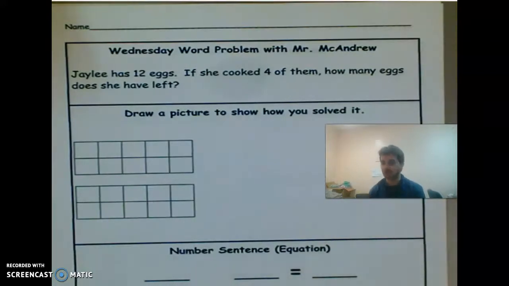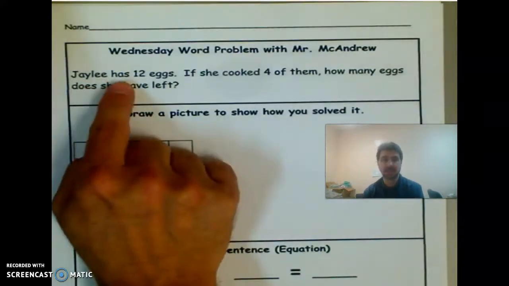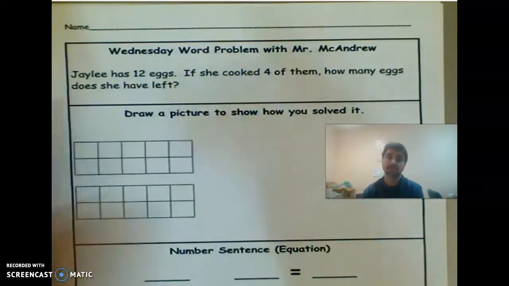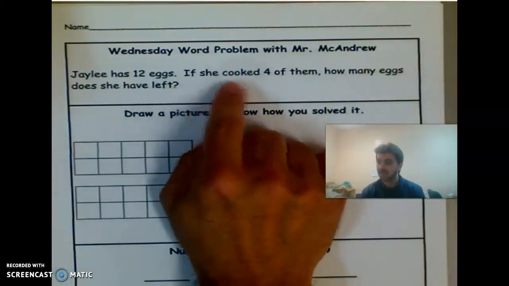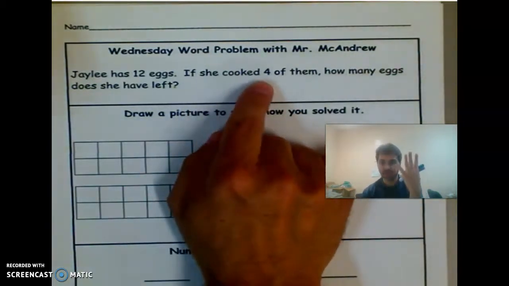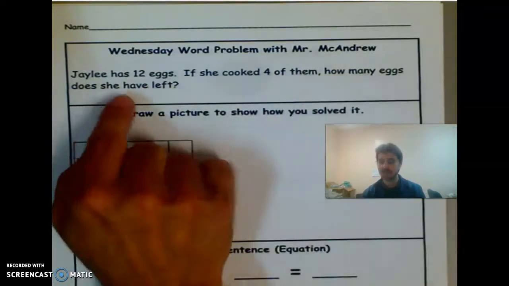All right, so let's read this together and see how it connects to using 10. So it says Jay Lee has 12 eggs. A dozen eggs. A dozen is 12. That's when you get a carton of eggs and it's full, it's 12 eggs. If she cooked 4 of them, how many eggs does she have left?